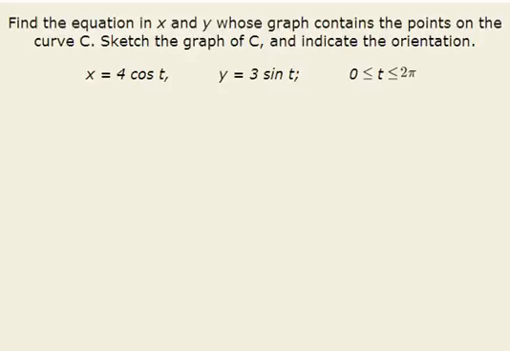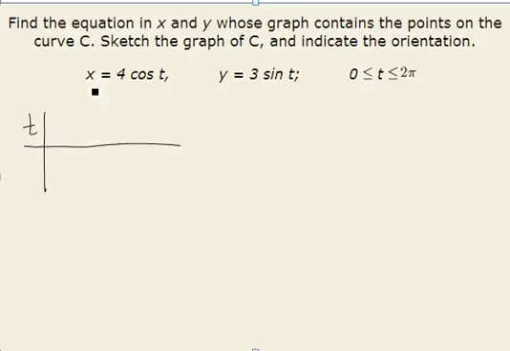In this problem, we're asked to find the equation in x and y whose graph contains the points x equal to 4 cosine t, y is equal to 3 sine t, as t ranges from 0 to 2 pi. One way we can look at this is to take a sketch of the graph, letting t vary from 0 to 2 pi.